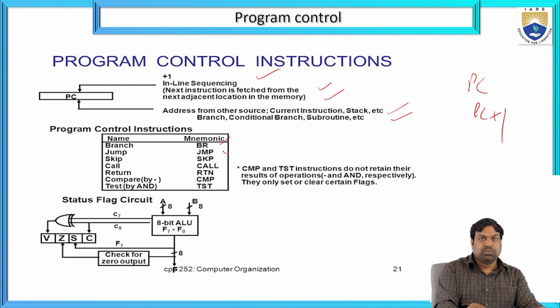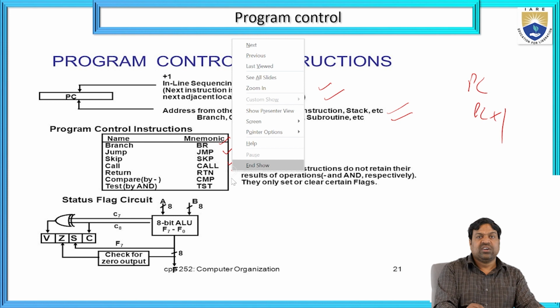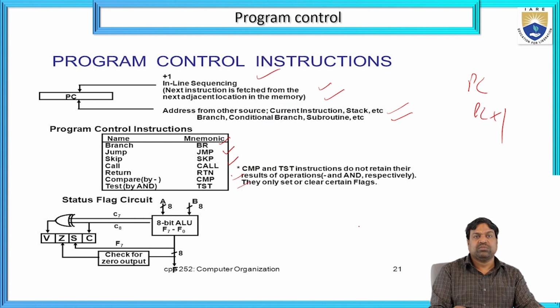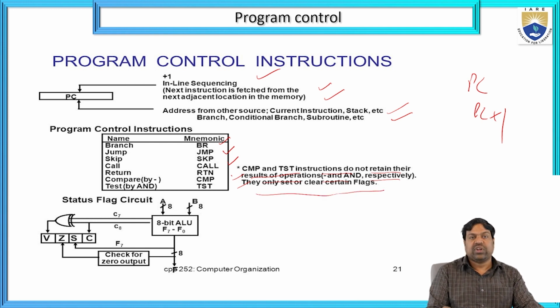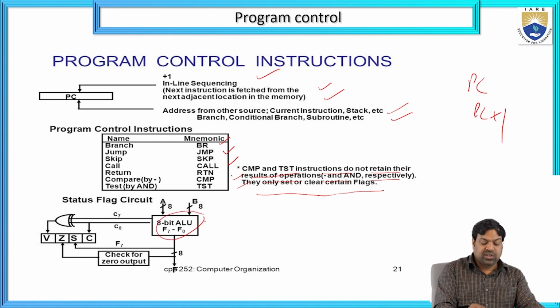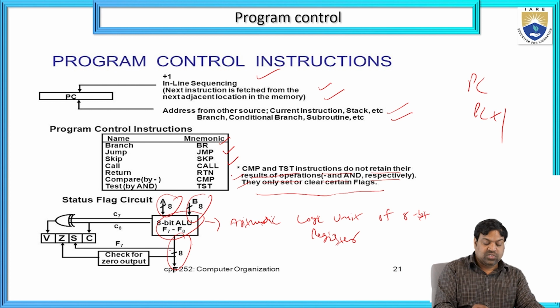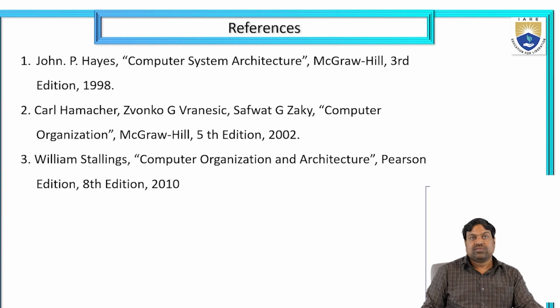These are some program control instructions: branch BR, jump JMP, skip SKP, call CALL, return RTR, compare CMP, and test TST, which is done by an AND gate. CMP and TST instructions do not retain the results of the operations; they only set or clear certain flags. So there is a status flag circuit, with an 8-bit ALU, arithmetic logic unit. There are 8 lines. Check for zero output, C7, C8, and F is the flag. Here V, Z, S, C are the status flags. What is the status of the register? And these are the references.